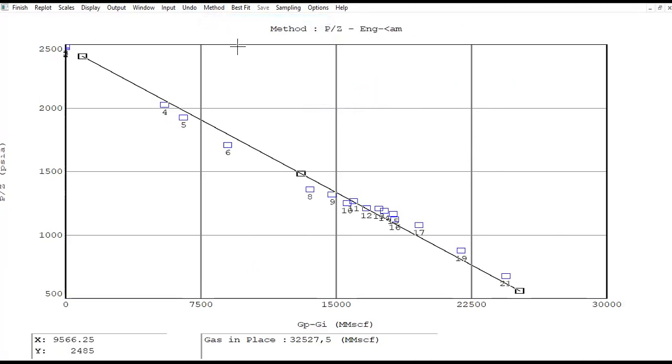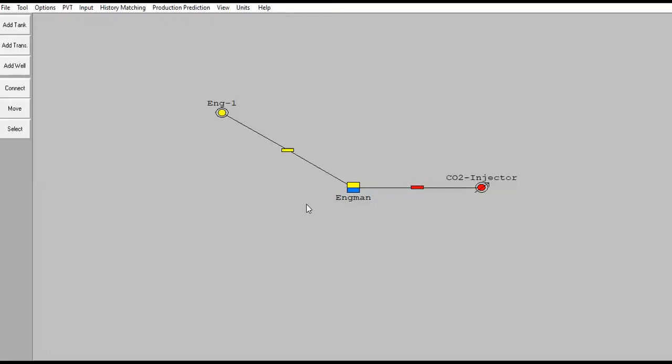So overall, the graphical methods show that the gas in place is quite good. Also, the analytical matching is quite good. So we are quite confident with the gas in place, so that later on, when we want to model or forecast the CO2 injection, the gas in place can be used.